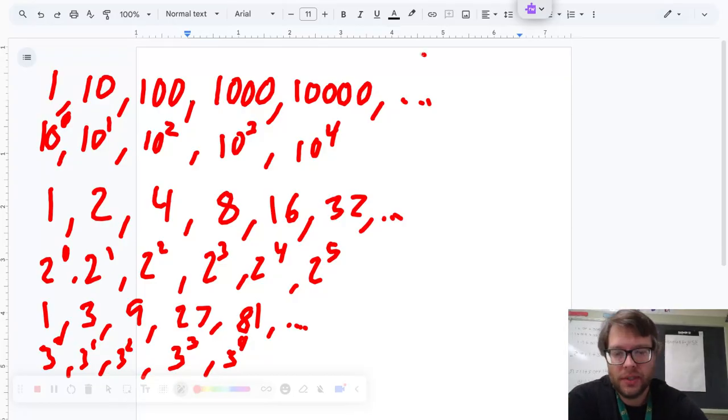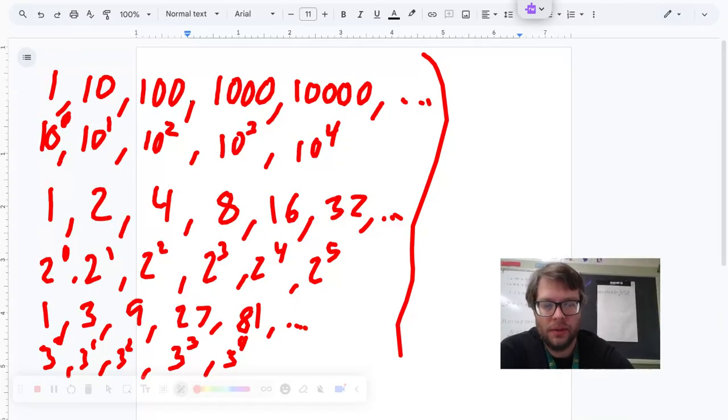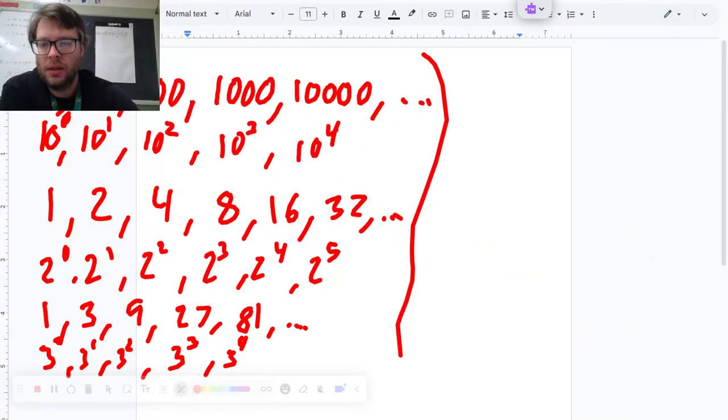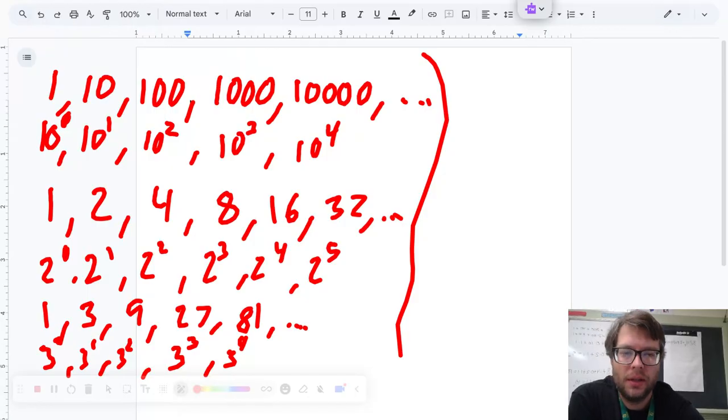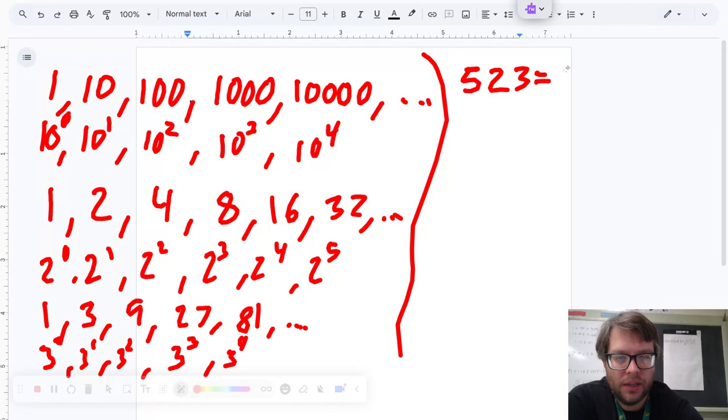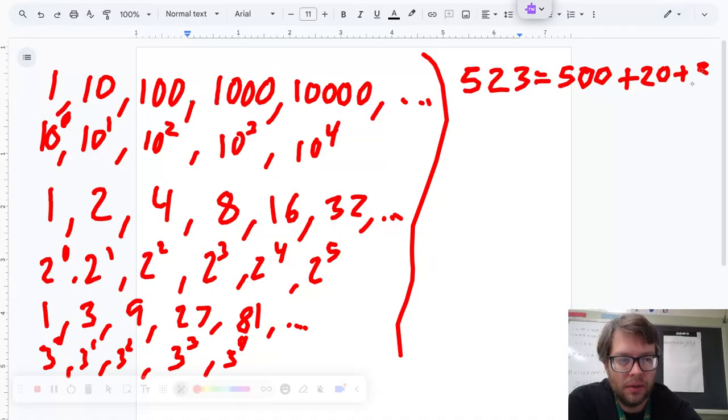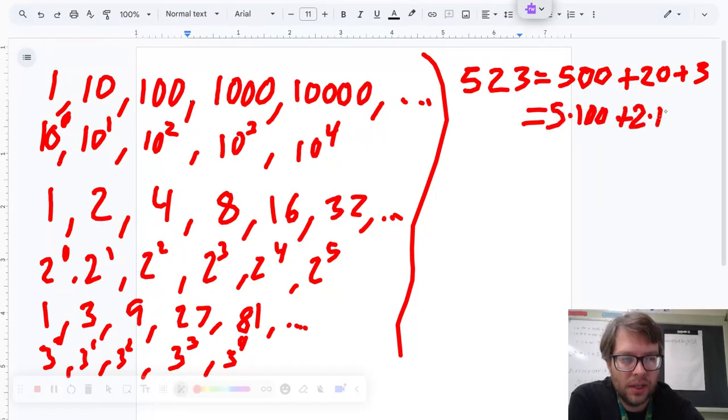So then I gave you a random number, just a number that I made up, something like, let's keep it down here, the number 523. What 523 really means in our normal system of writing numbers is 500 plus 20 plus 3. In other words, it means 5 in the hundreds place, 2 in the tens place, and 3 in the ones place.